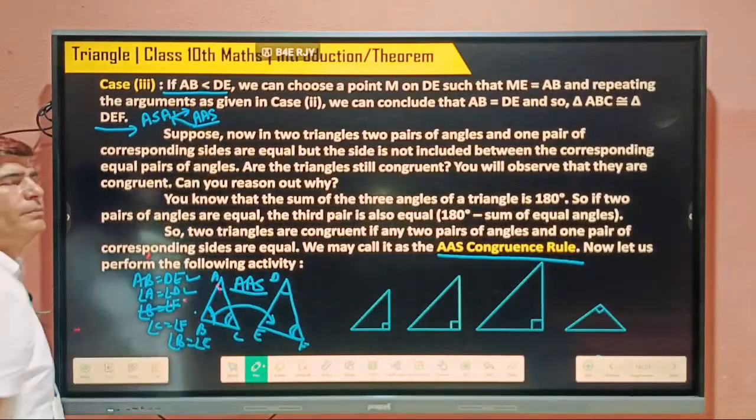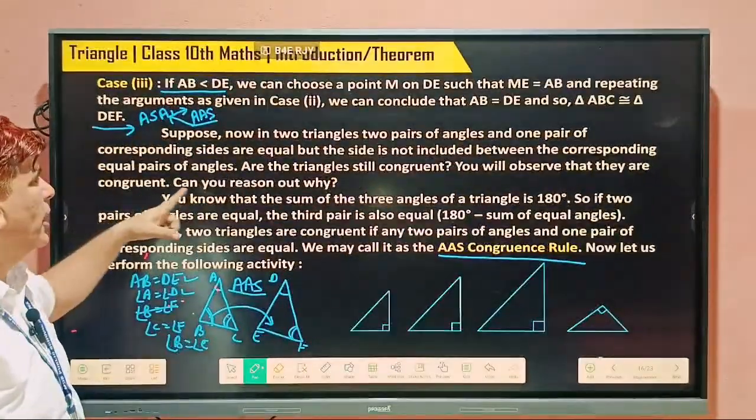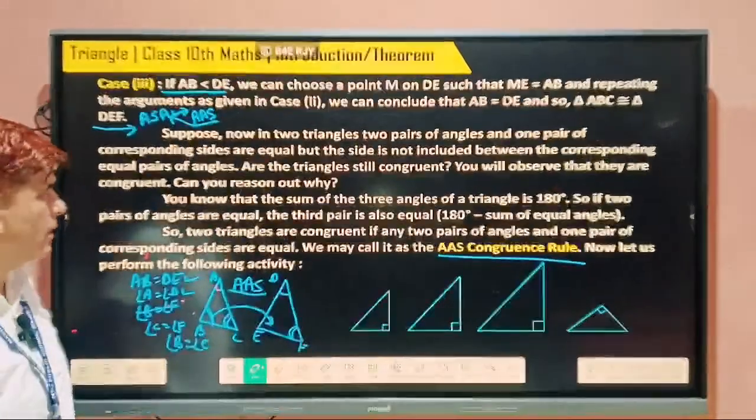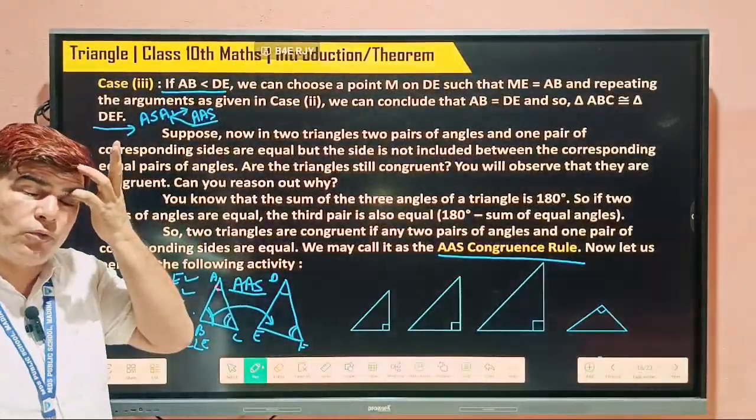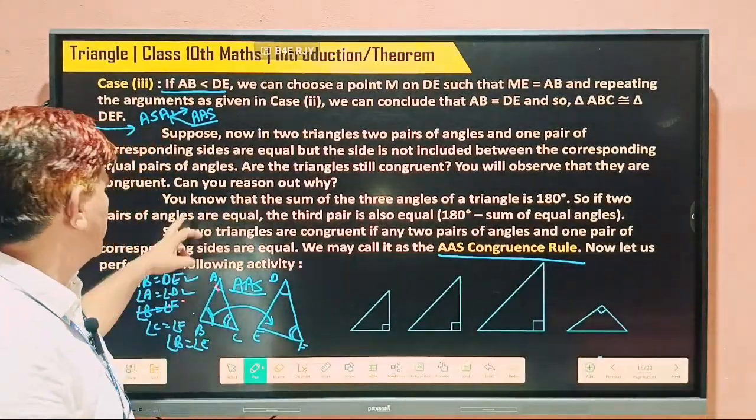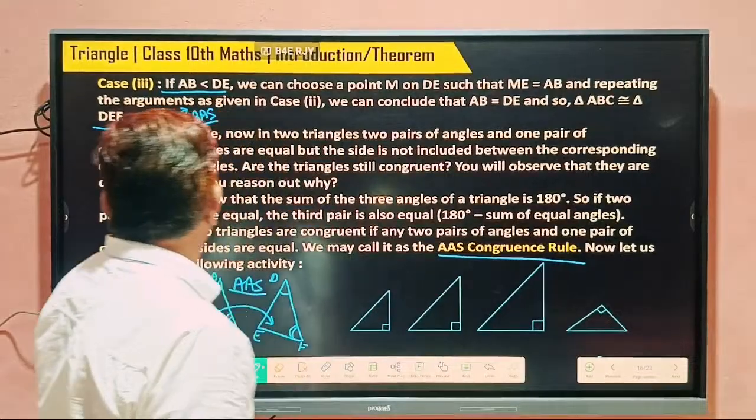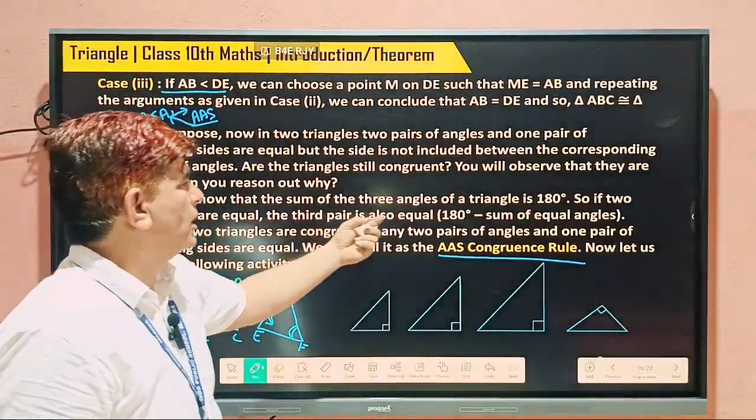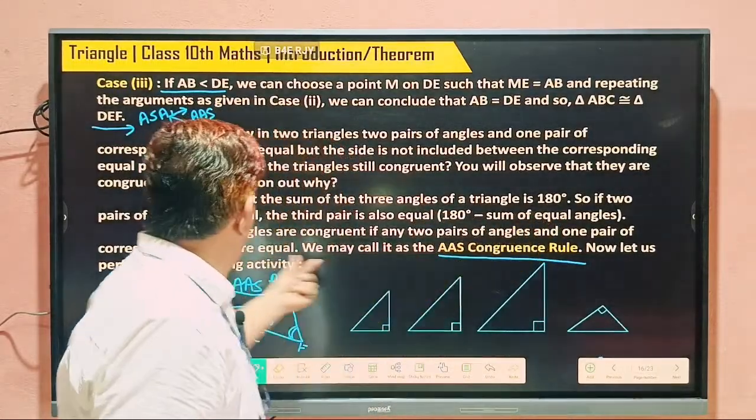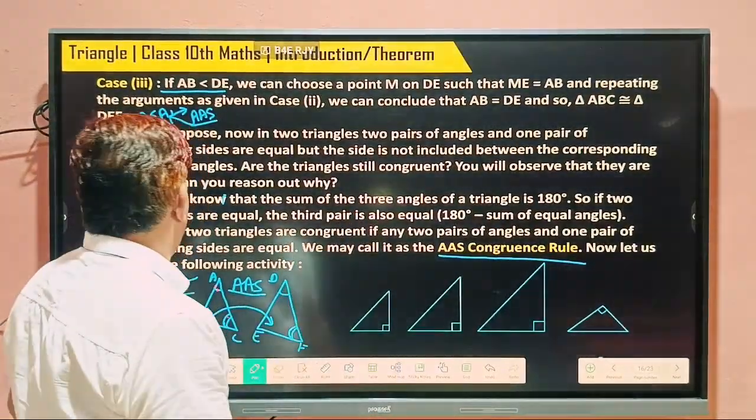Not so much difference. So it is written here, still congruent. You will observe that they are congruent. Can you reason out why? You can tell why they are congruent. I told you directly: two angles of a triangle are equal to two angles of another triangle, so the third angle becomes automatically equal. It is written that the sum of the three angles of a triangle is 180 degrees. So if two pairs of angles are equal, then the third pair is also equal, that is, 180 minus the sum of the two angles. So two triangles are congruent if any two pairs of angles and one pair of corresponding sides are equal.